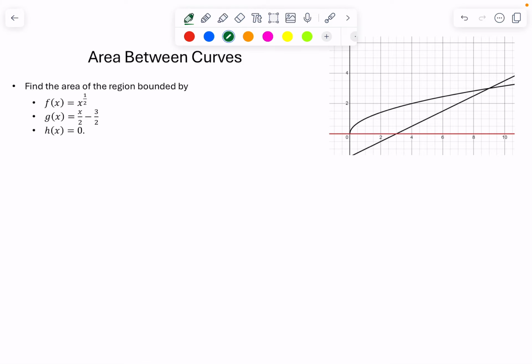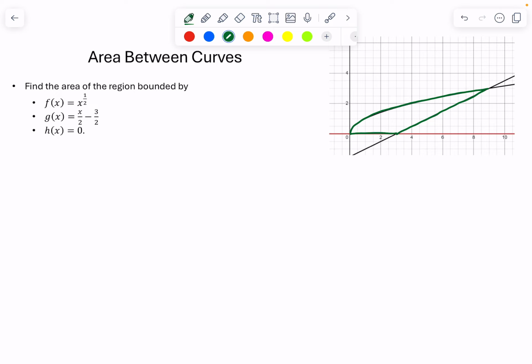Okay, I want to find the area between curves. In this particular case, I'm given three functions: f, g, and h. The first thing I've got to do is graph it and get an idea of what's going on so that I know how to set up my integrals. Looking at the area between these curves, I get this function here, bounded by the green.